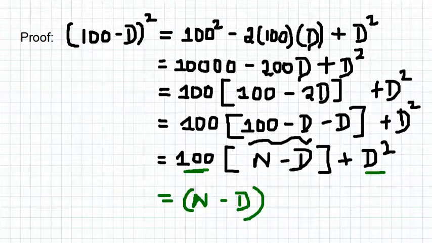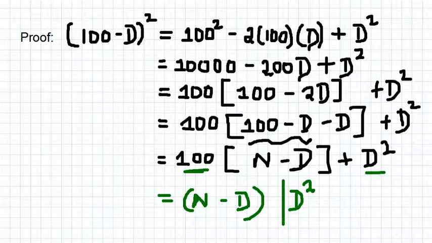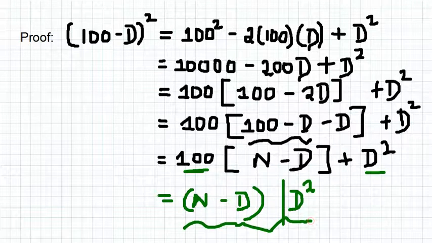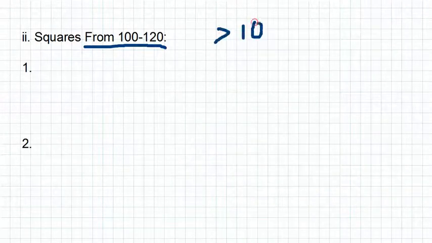The last two zeros are going to be added to the difference square. So the final result will be n minus d, take a pause, d square. So it is a very easy formula to remember.